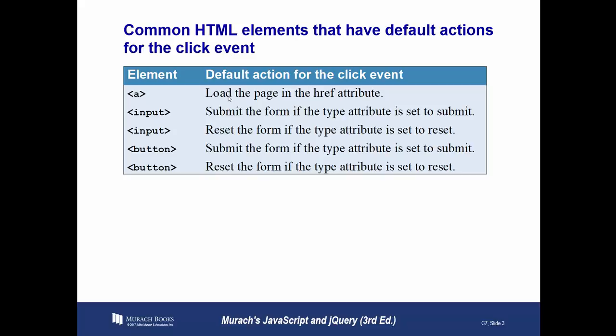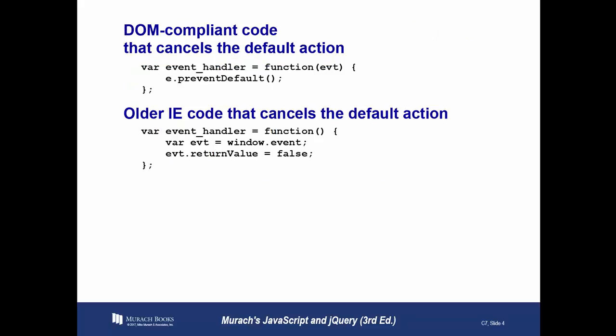Now remember that when an event occurs, an event object is created. The object contains information about the event that occurred. It also provides methods that let you control the behavior of the event. If you want to cancel the default action, all right, then you have to put in some code. There's an example right there in the first example. That's DOM compliant code right there that cancels the default action of an event.